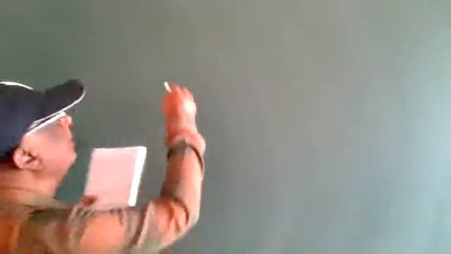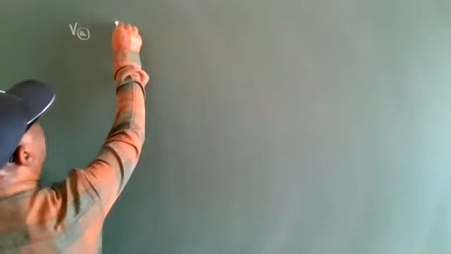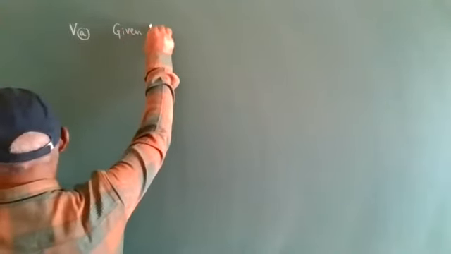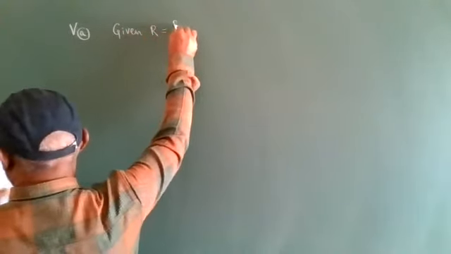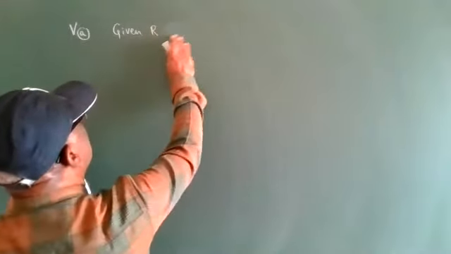Now see the fifth problem. Everyone see. The relation is given. First, write down: what is R? R is given as a relation.